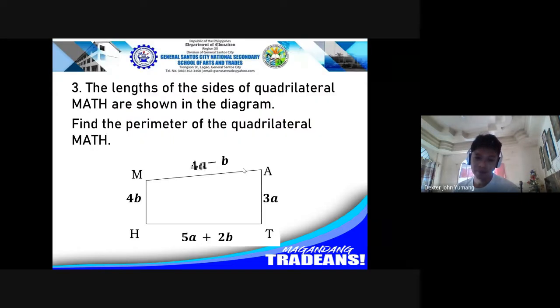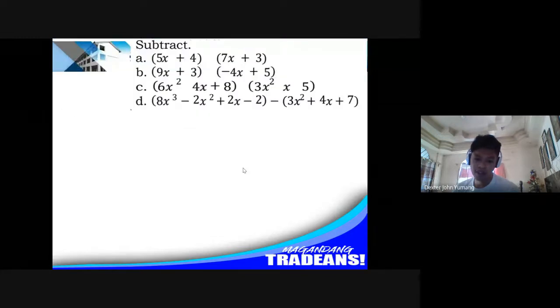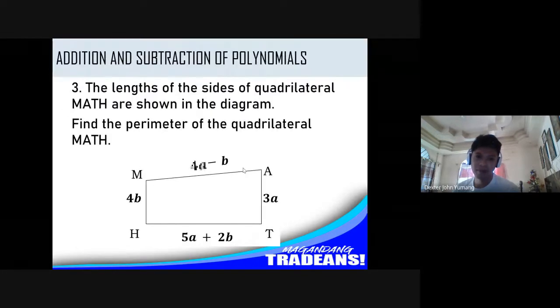Now, before we proceed with number 3, sige, number 3 na muna tayo. Mabilis. Okay, for number 3, this is a word problem. Sabi po dito sa number 3, the lengths of the sides of a quadrilateral MATH are shown in the diagram. Find the perimeter of the quadrilateral. Perimeter, ibig sabihin, i-add lang po lahat ng sides. Okay, ibig sabihin, i-add daw natin lahat ng sides sa perimeter ng MATH.